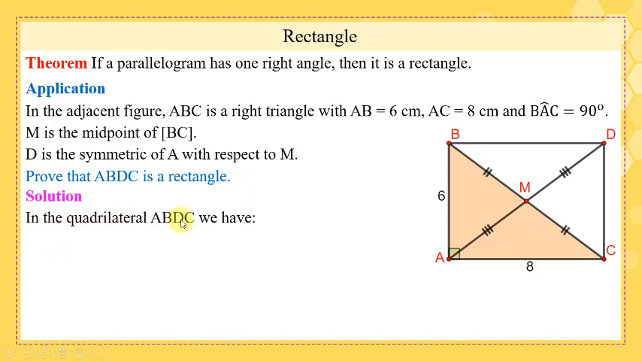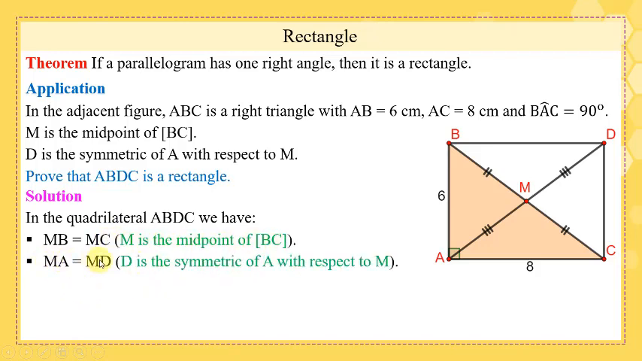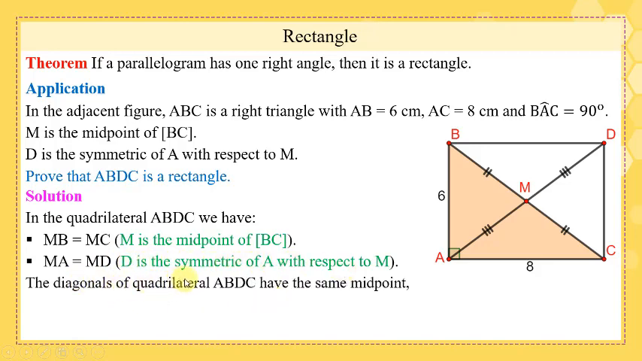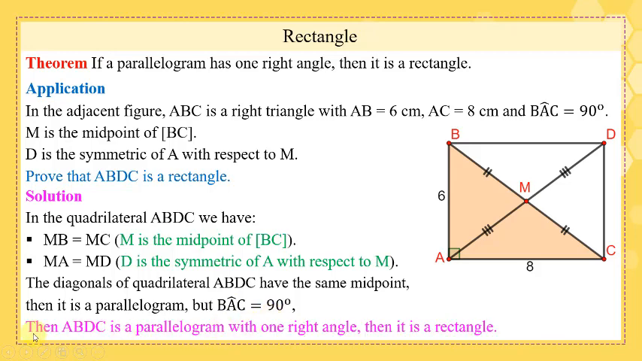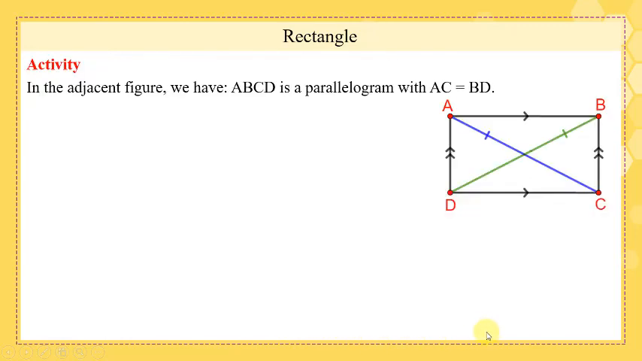Solution. In quadrilateral ABDC, we have MB equals MC, M is the midpoint of BC. MA equals MD, D is the symmetric of A with respect to M. The diagonals of quadrilateral ABDC have the same midpoint. Then it is a parallelogram. But BAC equals 90 degrees. Then ABDC is a parallelogram with one right angle. Then it is a rectangle.